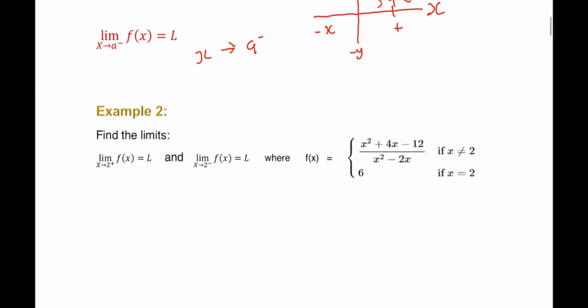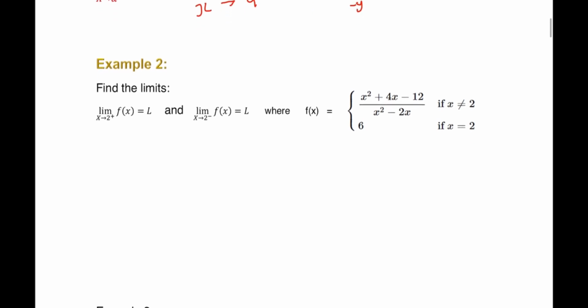So let's take a look at example 2. This is a very simple question. Here we should find the limit of f of x equal to L as x approaches 2 from the right, and also the limit of f of x as x approaches 2 from the left. As you can see, the 2 to the power negative is the limit from the left, and the 2 to the power positive is finding the limit from the right, as I've already explained.